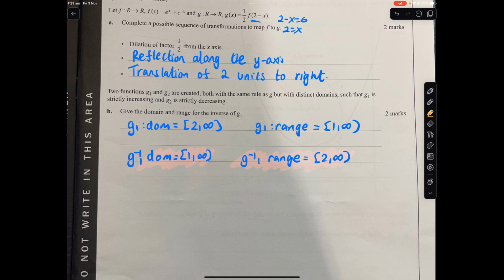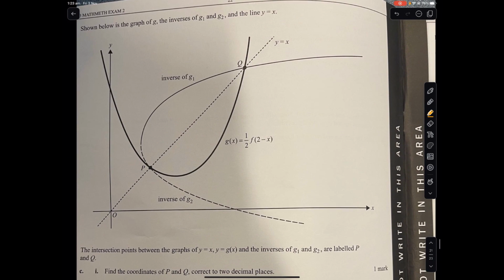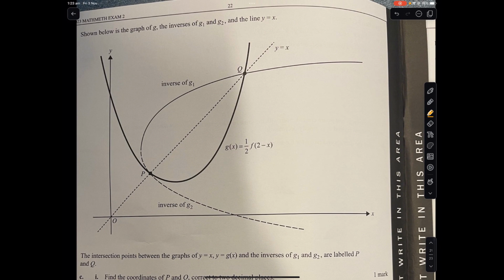All right. I want to make sure, yeah, so we've done that. So g1 is strictly increasing, yes. And yes, so the domain and the range of g inverse. So the inverse is that. Okay, perfect. Shown below is the graph of g and the inverses g1 and g2.